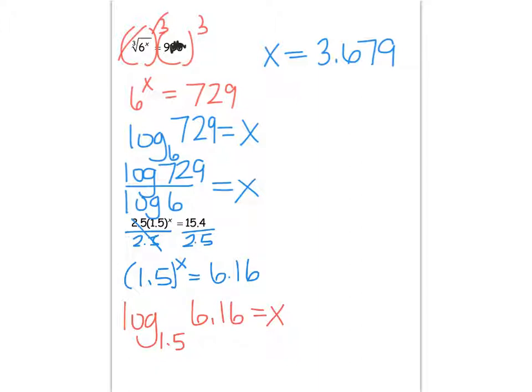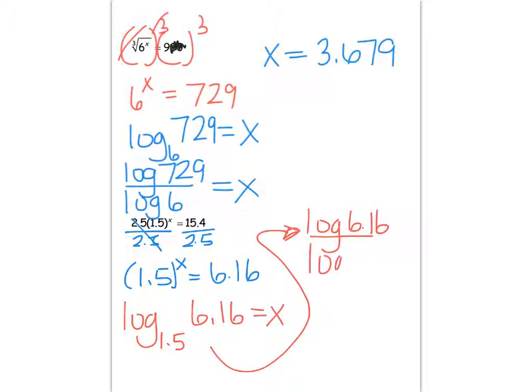This is not a base 10, so I will need the change of base formula. Log of what I was trying to take the log of, 6.16, divided by the log of the base, which is the 1.5. TI users, remember to close your parentheses. For everyone else, we just type log 6.16 divided by log of 1.5.